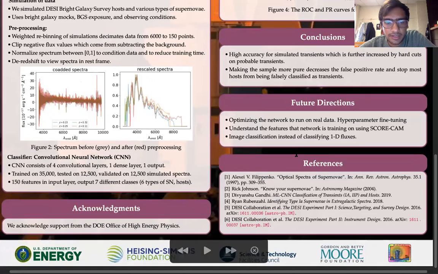And lastly, so far, we have been using 1D fluxes to train on. But going ahead, we want to try 2D classification. So rather than training on individual fluxes, we train on this image. The only problem with that is there's a lot of white space. So the classifier will learn on basically no data here. So we are exploring chopping these images and coadding them in such a way that we minimize the white space, but also it doesn't confuse the classifier as much. So these are the future directions.